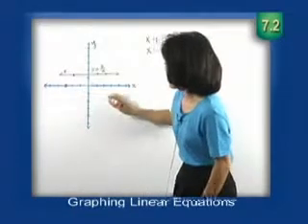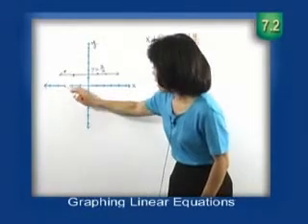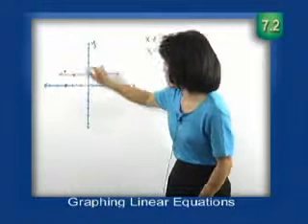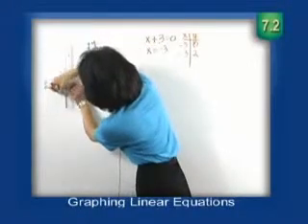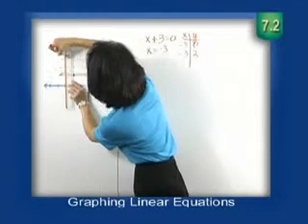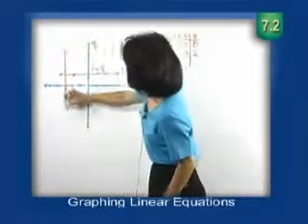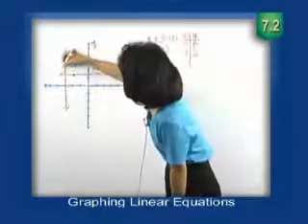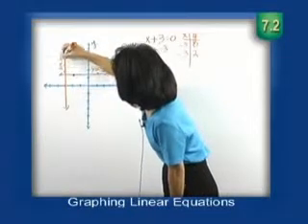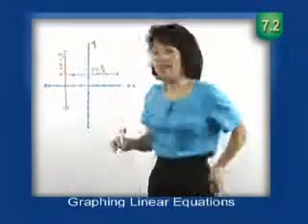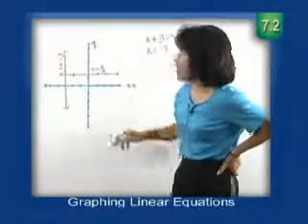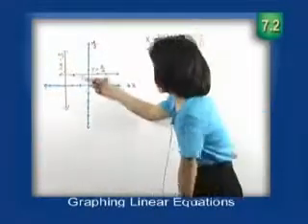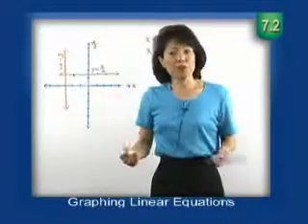In fact, if x is always -3, and it doesn't matter what y is, can you see what's going to happen here? What's going to happen is that I'm going to get a lot of points all along this vertical line. And the equation of that vertical line we just saw is x is equal to -3. So as a little summary here, every vertical line is going to have the equation x equals something. Every horizontal line is going to be y equals something.